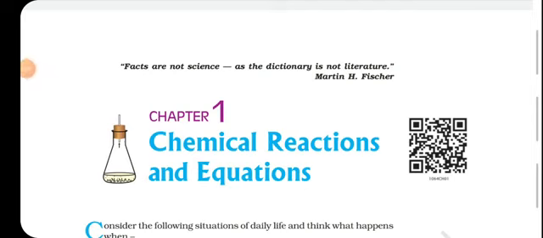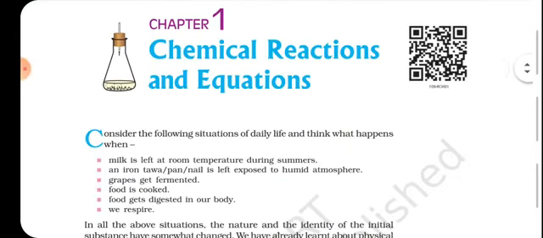Hello everyone. So today we are going to revise another chapter of chemistry, and that is chemical reactions and equations. Fine students, I hope you are now clear with chemical reactions and chemical equations. So what are chemical reactions? Anything that changes its original state or original position is known as a chemical reaction.